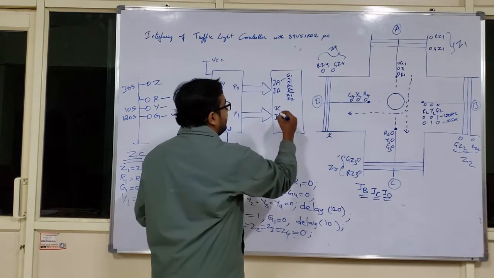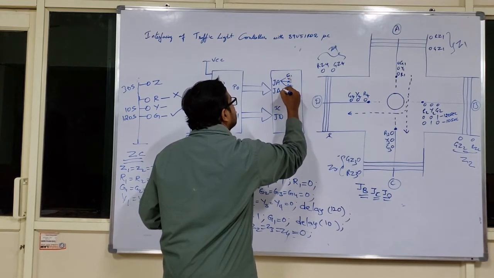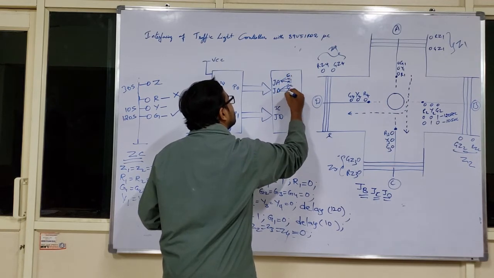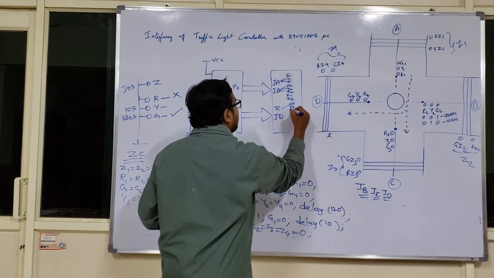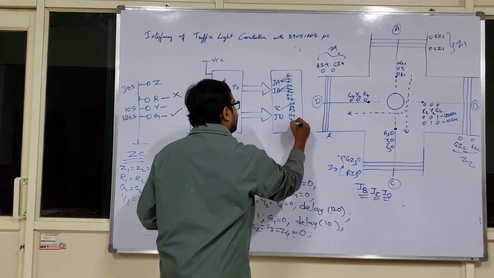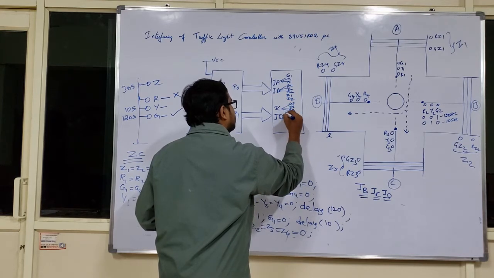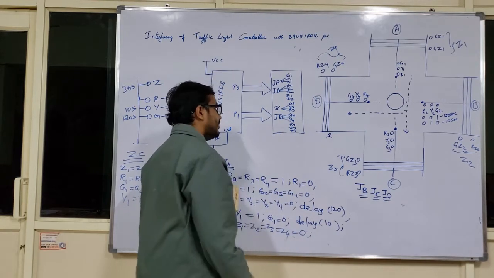Okay. So similarly, there will be G3, Y3, R3 and G4, Y4, R4, Z3 and Z4, zebra crossing lamps. Okay, so in this manner it happens.